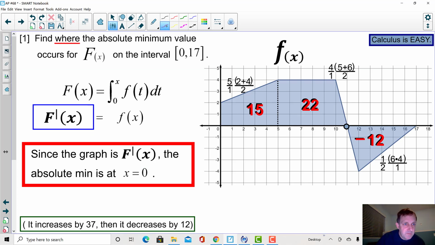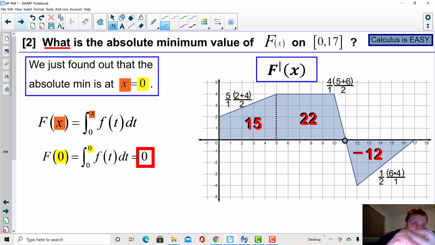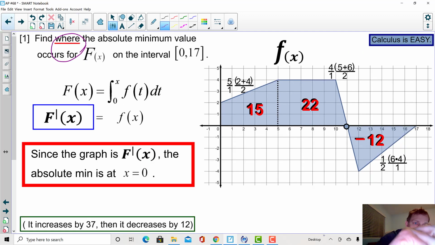Okay, we're going to do another review of one of these free response questions. This is the same one we did last time, but this time instead of finding the max, we're going to find the min. Finding the min is just a little bit harder, but it's not much harder. You'll see what's happening here. Keep in mind, question 1 asks for where, and question 2 asks for what. So what is going to be the y value, and where is going to be the x value.